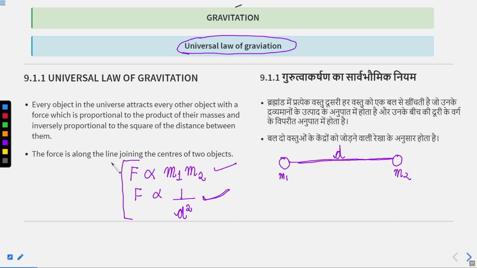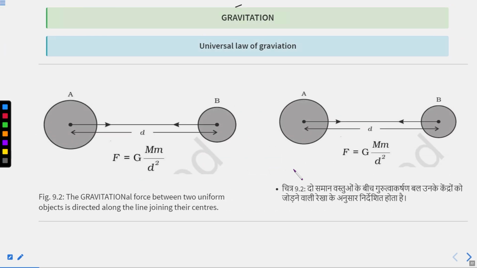The second point of the universal law of gravitation is that the force is along the line joining the centers of the two objects, and the direction of the force will be the straight line joining these two masses. Okay, the second point is that the direction of the force will be the straight line between these two masses. These 2 points constitute the universal law of gravitation.